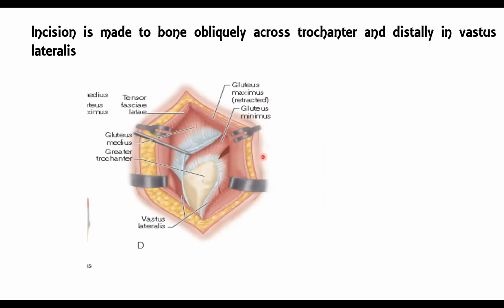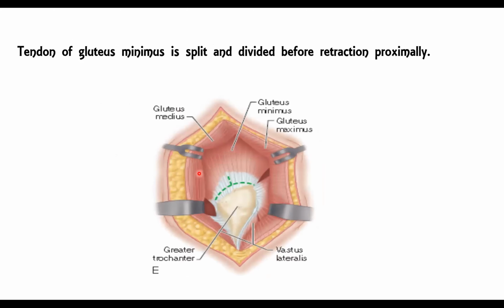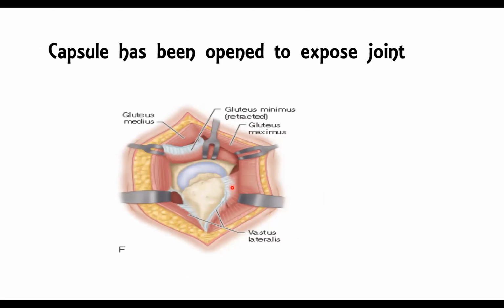This is just for a brush up. This is not at all asked. Incision is made to the bone obliquely across the trochanter and distal to the vastus lateralis. So this is vastus lateralis. This is obliquely across the trochanter. Okay. So the tendon of gluteus minimus is split and divided before retraction proximally. You can see that this is minimus. There is a retraction of medius. They are dissecting from the splitting from the minimus area, because the major abductor is medius. Capsule has been opened to expose the joint.